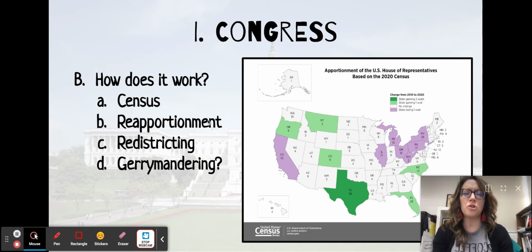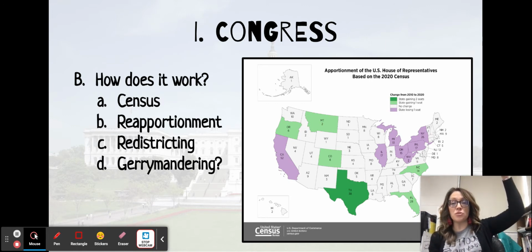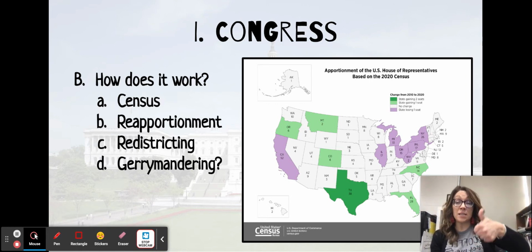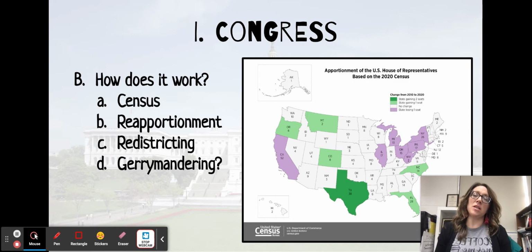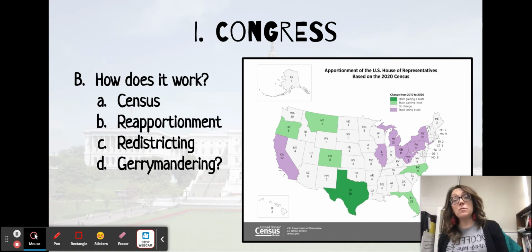Next, you've got reapportionment. Reapportionment is the redistribution of representatives after the census, okay? So if a state's population increases dramatically, then that state is probably going to receive more representatives based on the census, okay? If a state's population doesn't increase quite as much in comparison to another state, then that state might lose a representative, or maybe they just don't gain any at all.